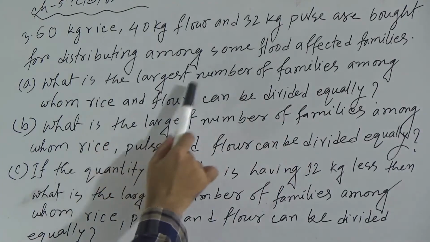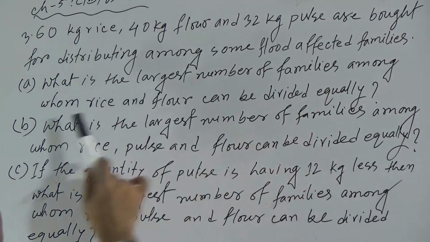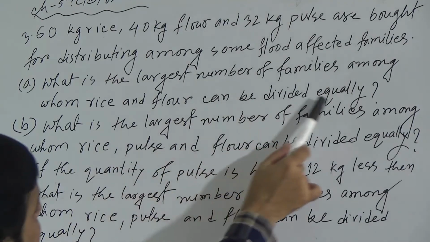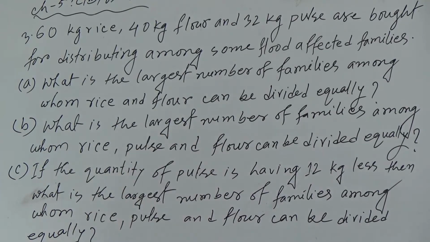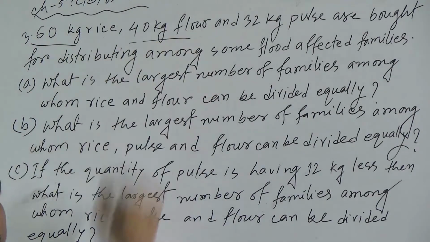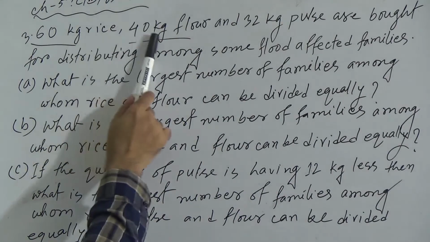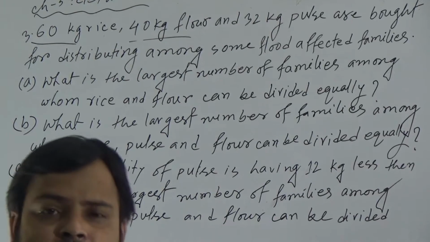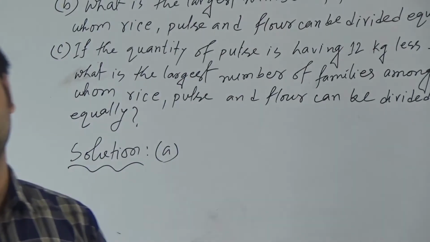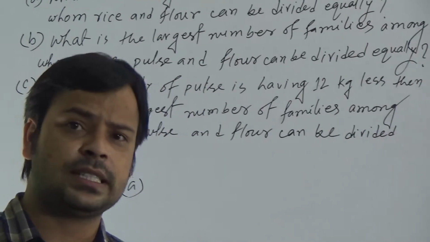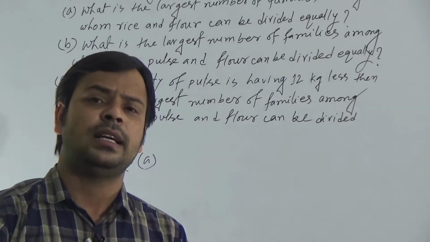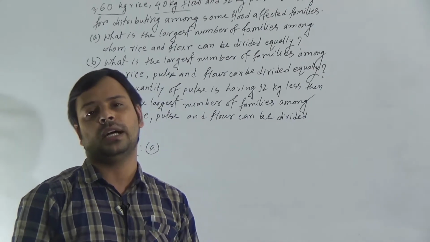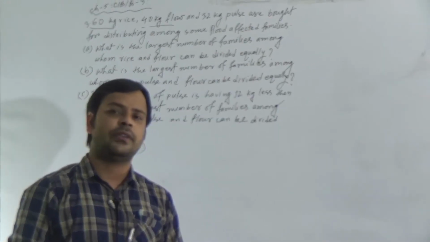We have to find the largest number of families among whom rice and flour can be divided equally. It means rice and flour. Here 60 kg rice and 40 kg flour is given. We have to distribute this rice and flour among some families. In this case, we have to find the largest number of families. Dear students, you have to remember that when you have to find the largest number or greatest number, in that case, you have to do the HCF.